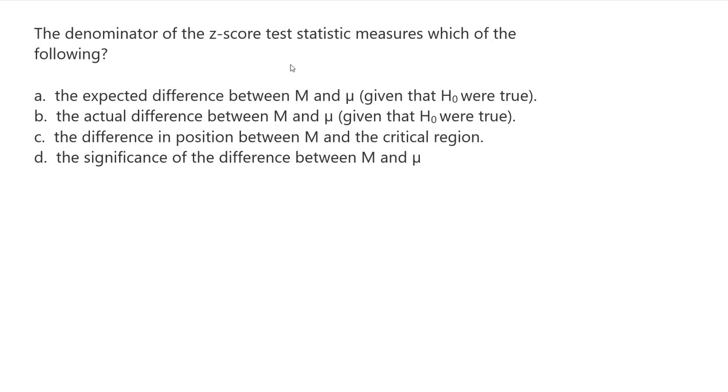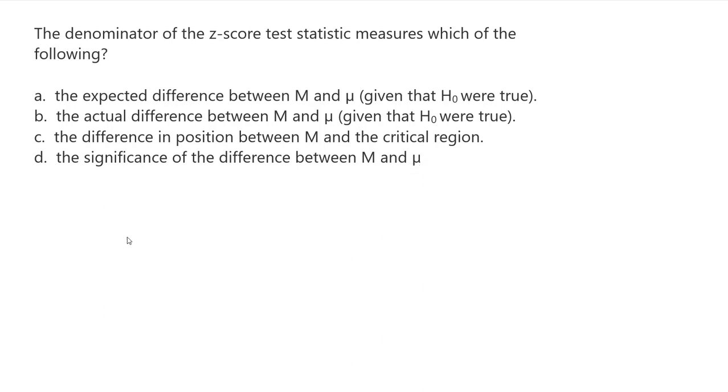The denominator of the z-score test statistic measures which of the following? Is it A, the expected difference between the sample mean and the population mean, given that the null hypothesis were true? B, the actual difference between the sample mean and the population mean, given that the null hypothesis were true? C, the difference in position between the sample mean and the critical region? Or D, the significance of the difference between the sample mean and the population mean?